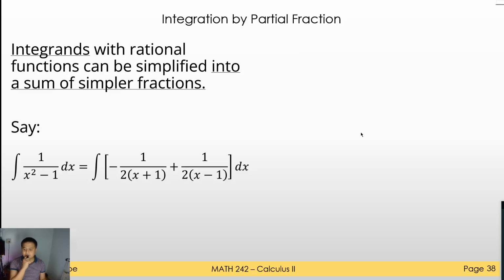Alright, for this video, I will discuss how to integrate using partial fraction, or in general, using rational fractions. So what we should do here is, when presented with an integrand, when you have a rational function in your integration, there are different ways to simplify this. The first that I will introduce is integration by partial fraction.